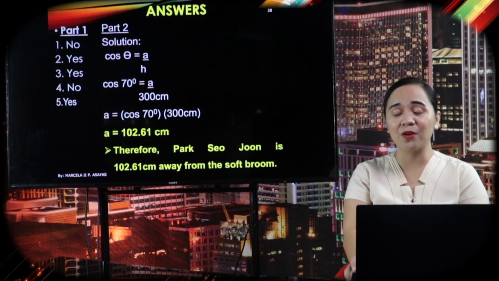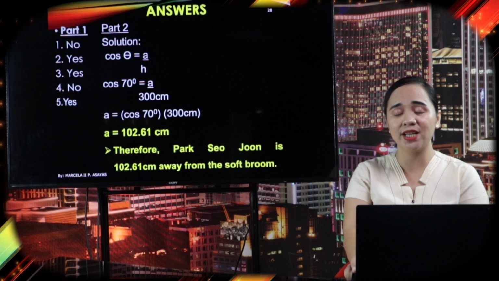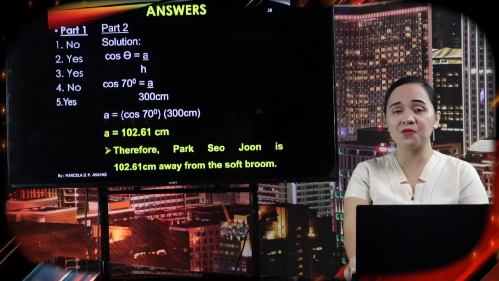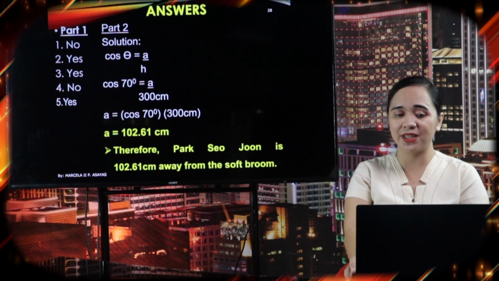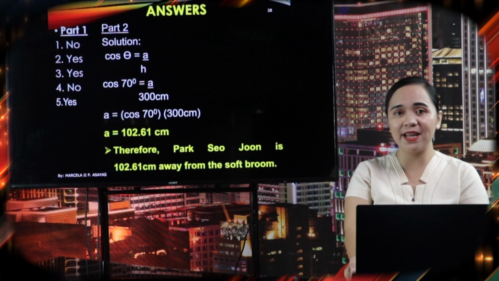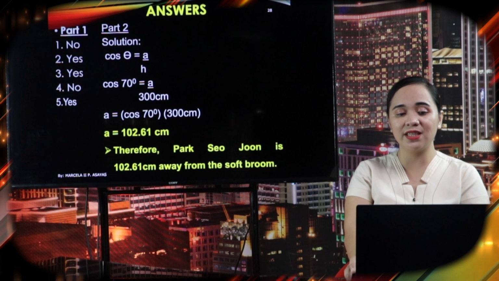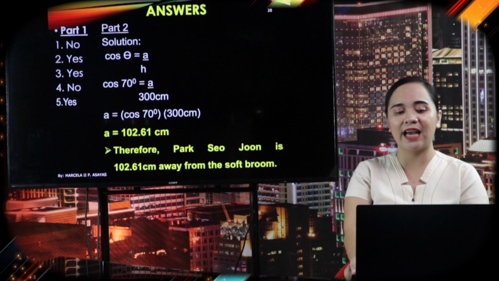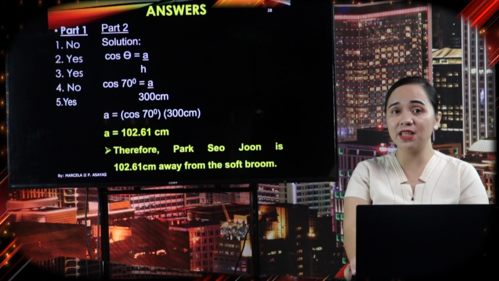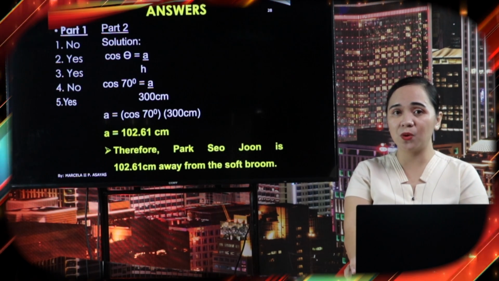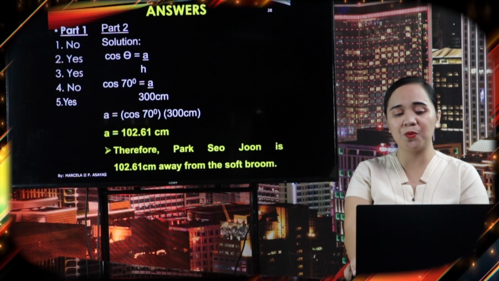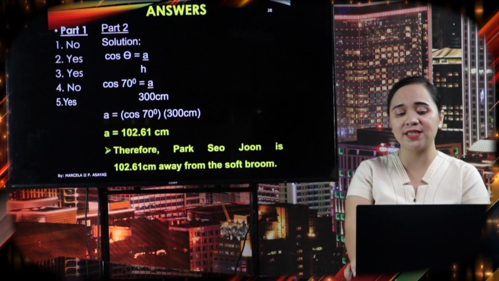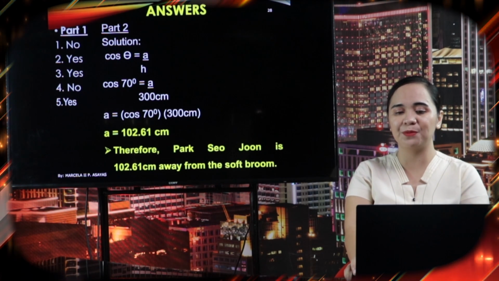We will use CAH. Cosine theta is equal to A, adjacent, over H, hypotenuse. Substitute the values. Cosine 70 degrees is equal to A over 300 centimeters. Next, cross multiply. A is equal to cosine 70 degrees times 300 centimeters. Now, get your calculator and type these numbers. Cosine 70 degrees times 300, the result is A equals 102.61 centimeters. Therefore, Park Soo-jun is 102.61 centimeters away from the soft broom.